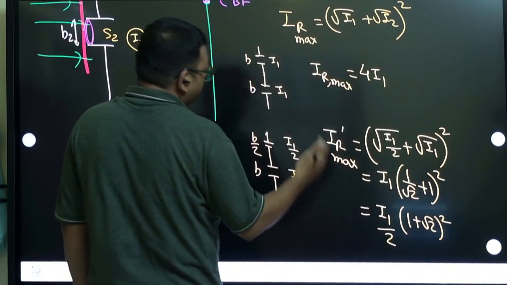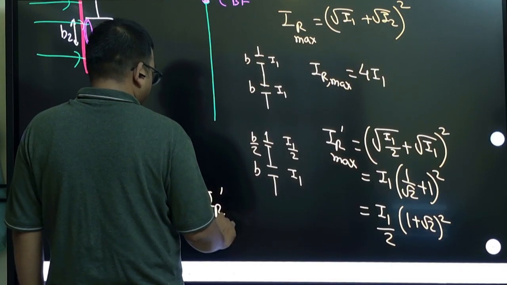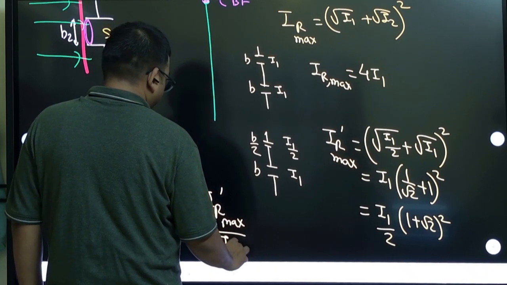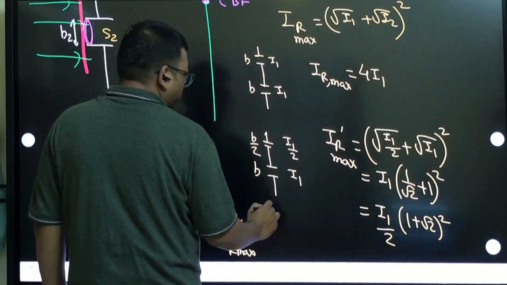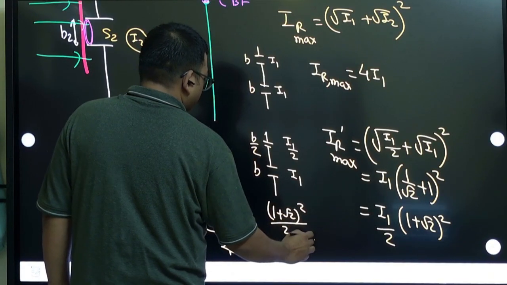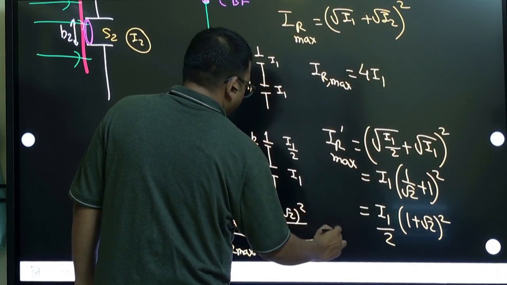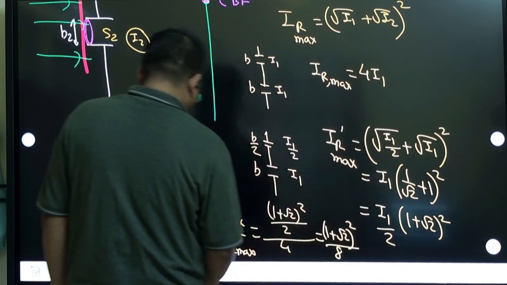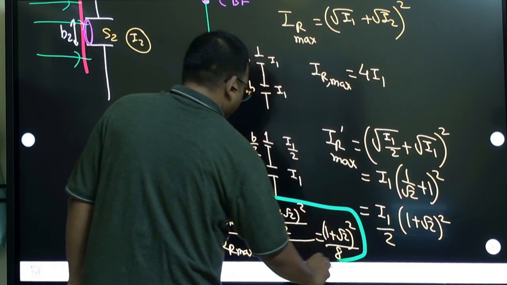So if they ask the ratio of intensities, the final maximum intensity by the initial maximum intensity, that is (1 plus root 2) whole square by 2, divided by 4. So this will become (1 plus root 2) whole square by 8, right? So that's what it will come. The intensity ratio will come by this.